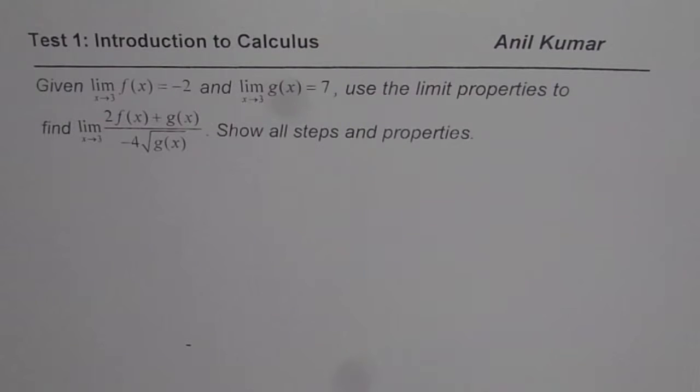Given the limit of function f of x as x approaches 3 is equal to minus 2, and the limit of function g of x as x approaches 3 is equal to 7. Use the limit properties to find the limit of function 2f of x plus g of x divided by minus 4 square root of g of x as x approaches 3. Show all steps and properties.